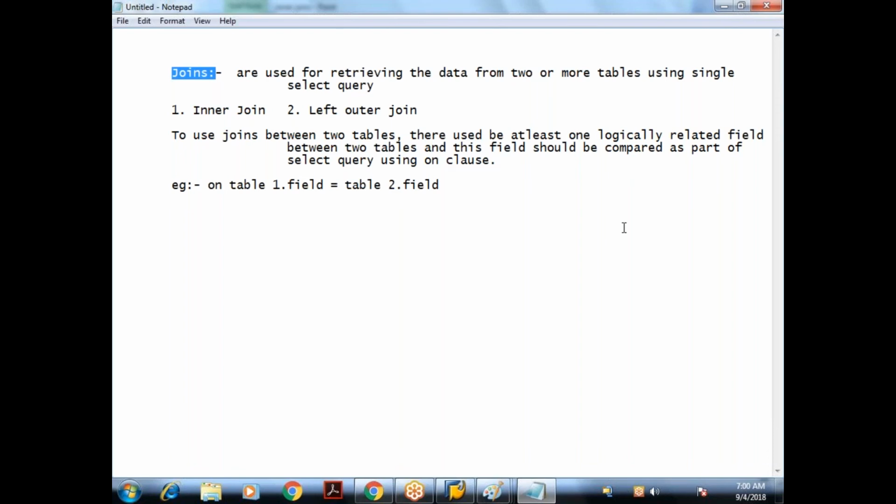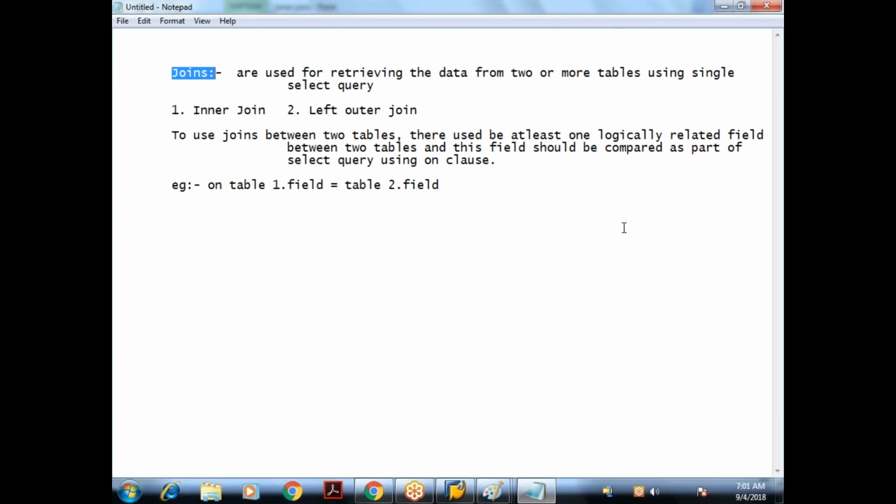If you wanted to get the data from three tables, we used to write three different select queries so far. Now, by using joins, by writing one select query, I can get the data from two or more tables at a time. So we have two types of join: inner join or left outer join. To use either of these joins in the select query, there should be one common field between the two tables.